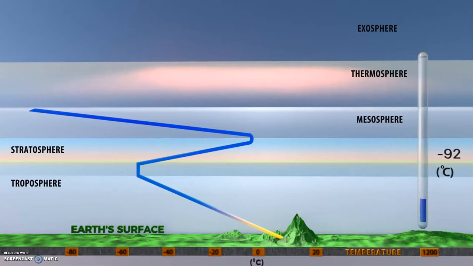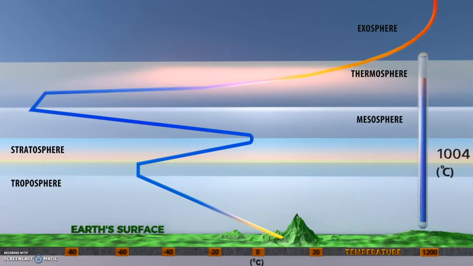And in the thermosphere up to the exosphere, as height increases, their temperatures also increase. They are directly proportional to each other. Okay, I hope you understand our topic. Now let's proceed to our next part.